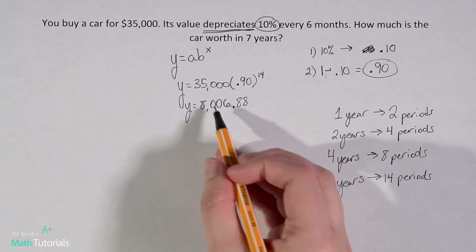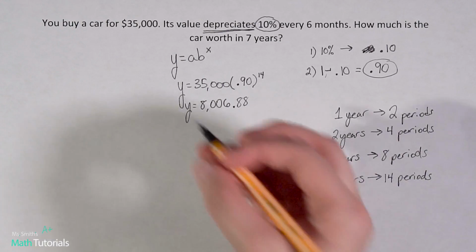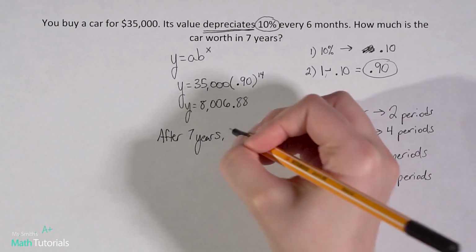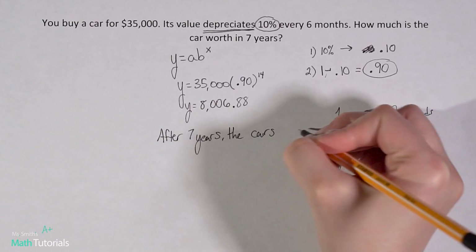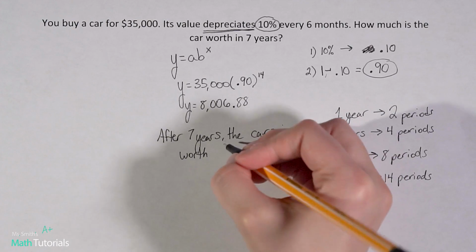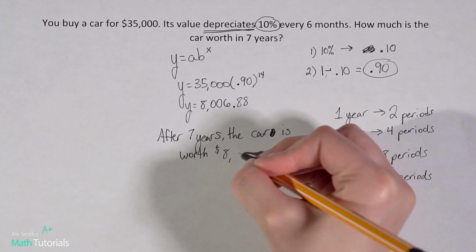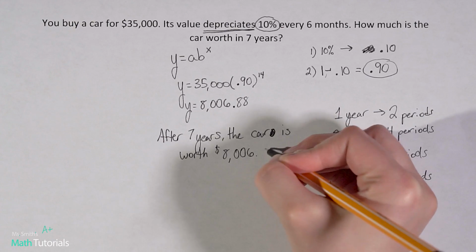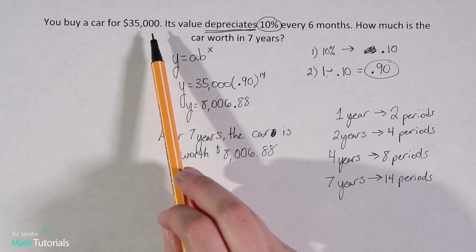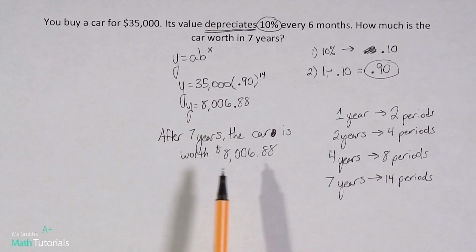Okay, so let's talk about what that answer means. So after 7 years, the car is worth really only $8,006.88. Okay, think about that. You bought the car, you spent $35,000 on it. After 7 years, it's only worth approximately $8,000. So kind of the tough thing about owning cars.